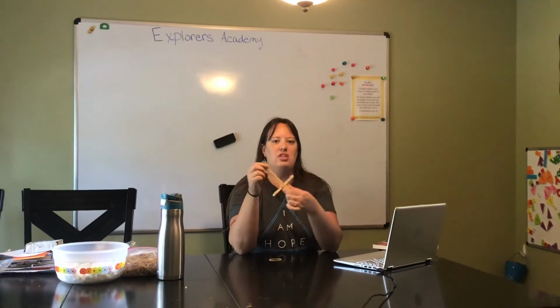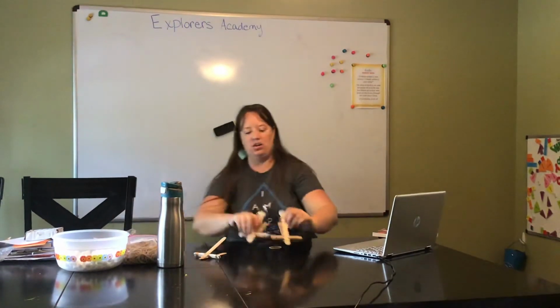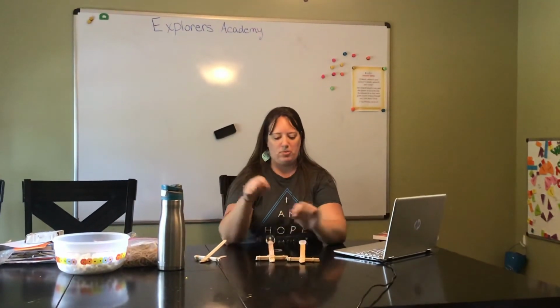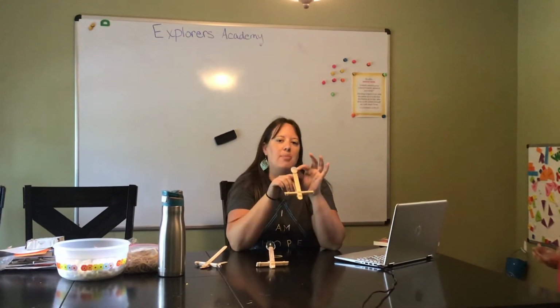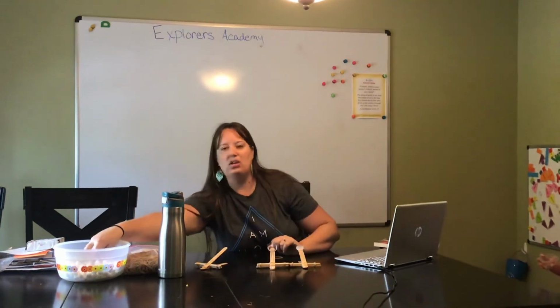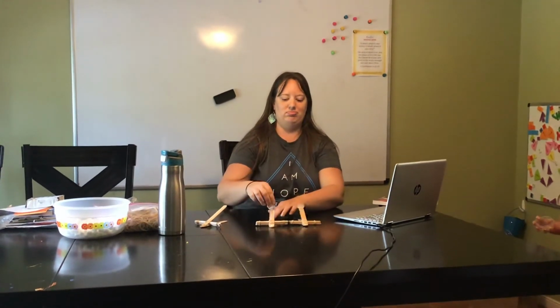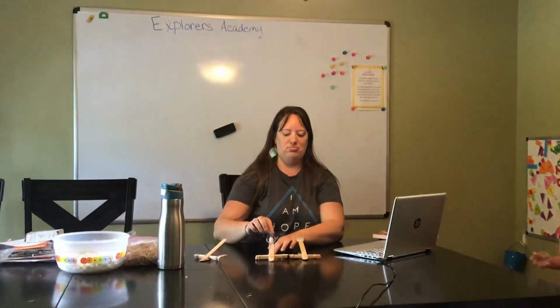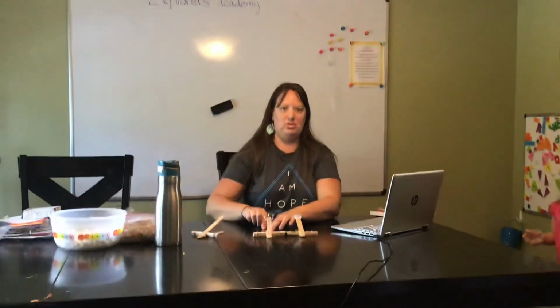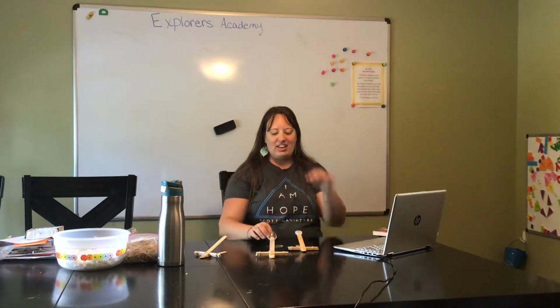But we're missing something. We don't have a launcher, do we? We don't have anything to put on there to launch. So I've got 2 finished ones over here. One of them I've attached a spoon with a rubber band, and one of them I've attached a bottle cap using a glue gun. So you can do either one. And then you get to launch.